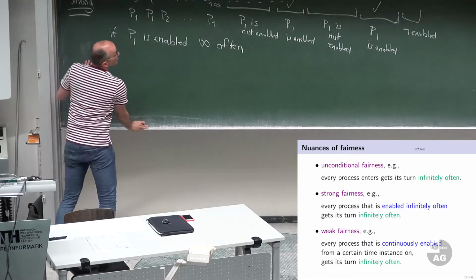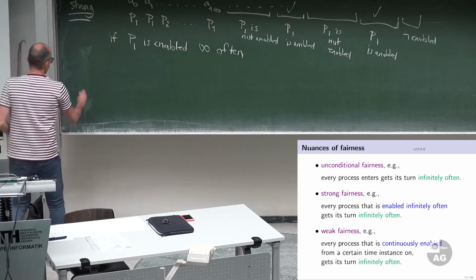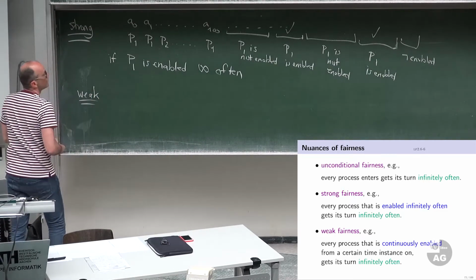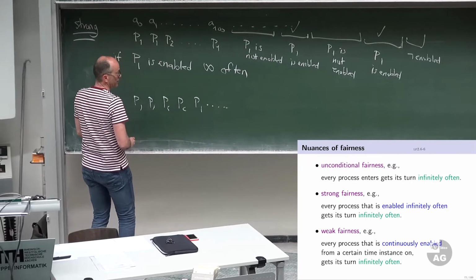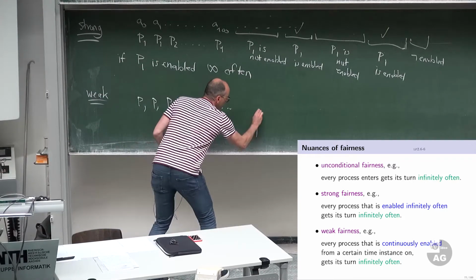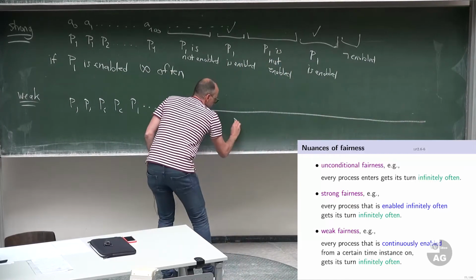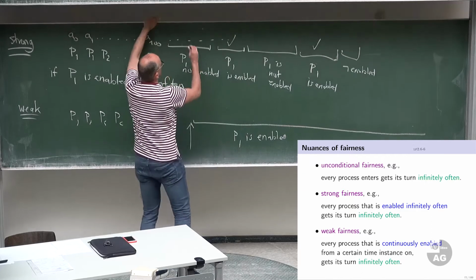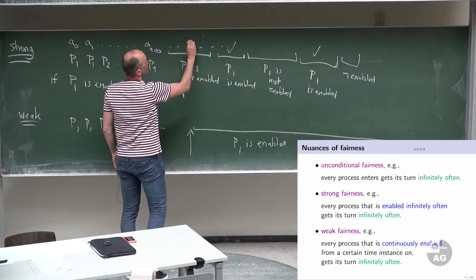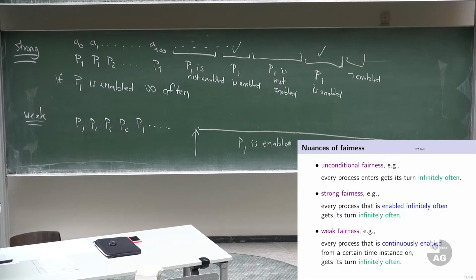In weak, those periods that P1 is not enabled, there can only be finitely many of them. Or differently, weak means you have P1, P1, P2, P2, P1, etc. Right? And now from some point on, maybe from here, you have a period in which P1 is enabled continuously. And continuously means we don't have those fractions like here where this is not enabled. Those periods are not present here. That's the difference between enabled infinitely often and continuously enabled.